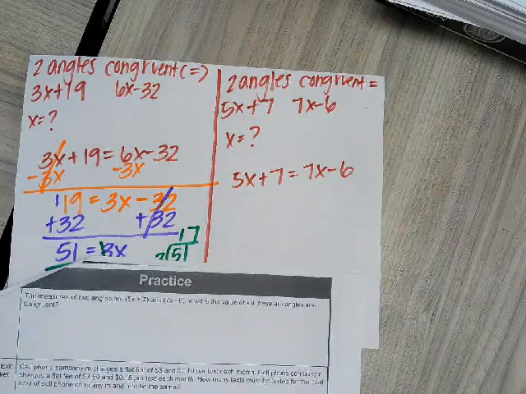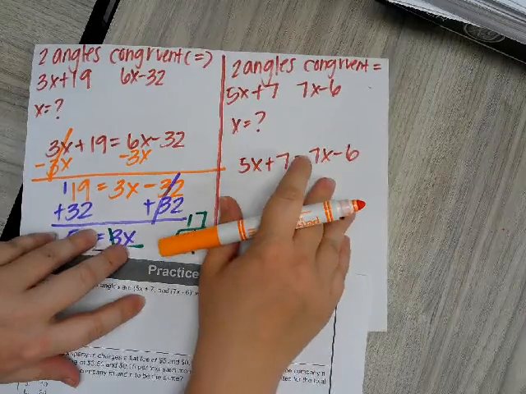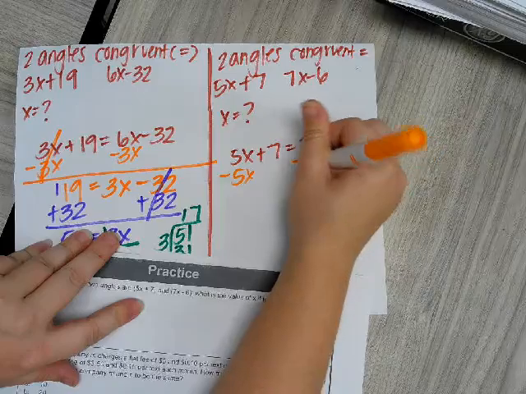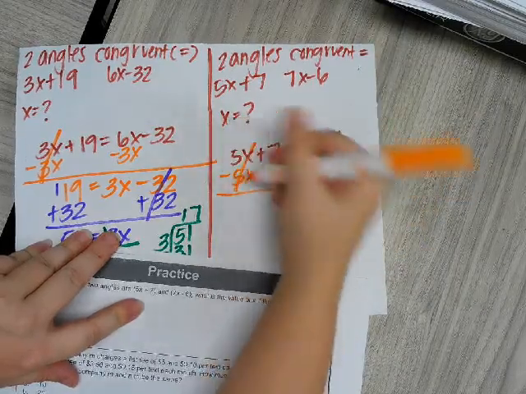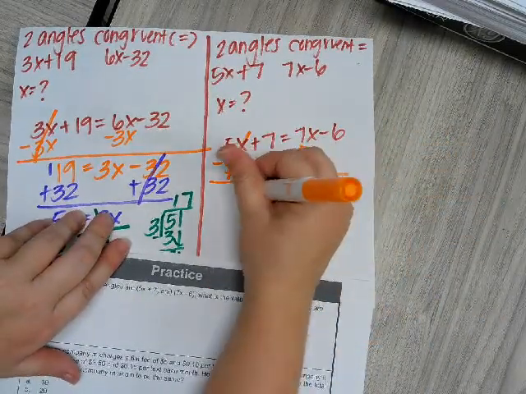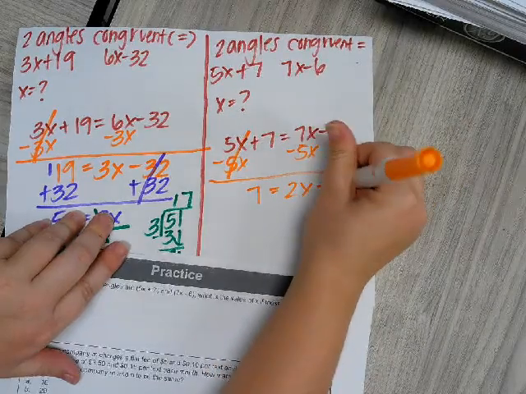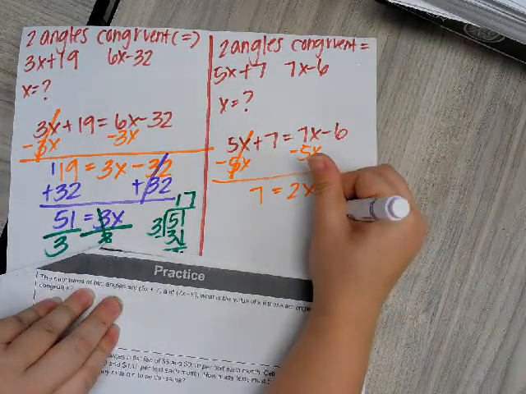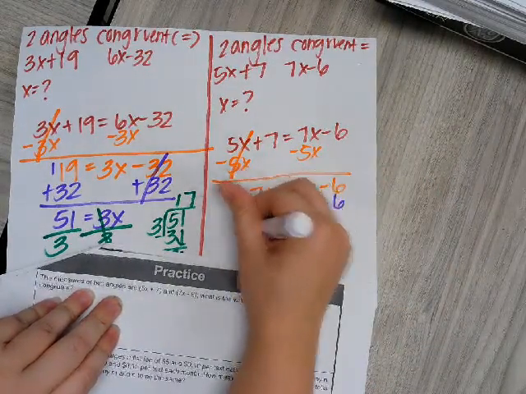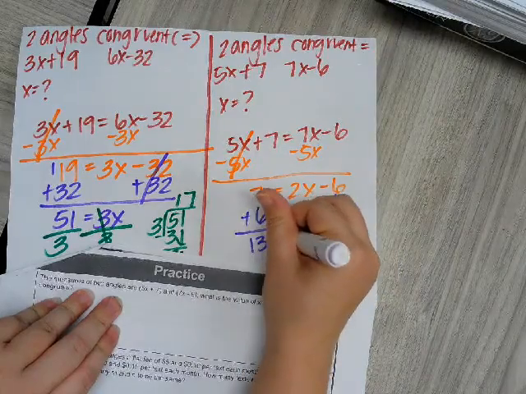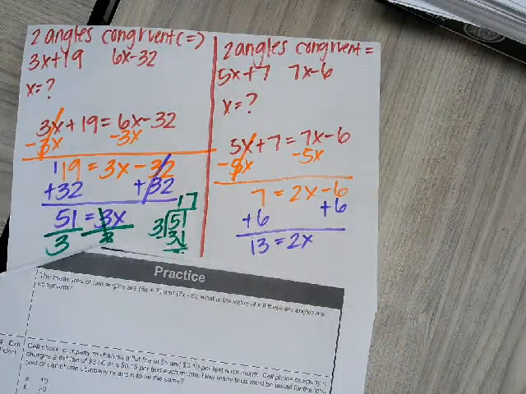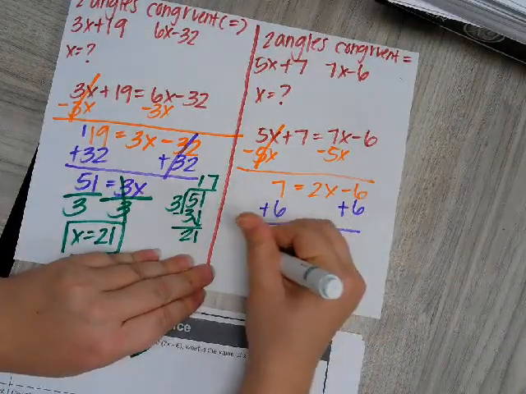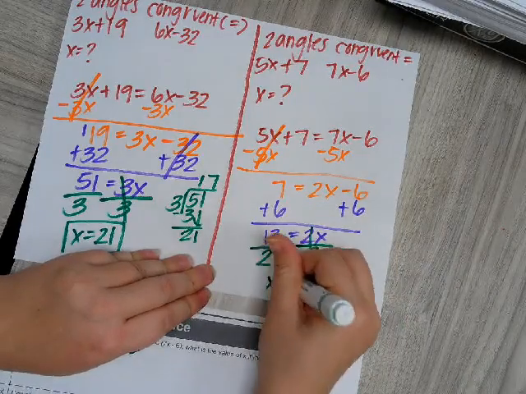Let's see, I like to move my smaller variable first. So minus 5x here, minus 5x here. My 5x's zero out. So we have 7 equals 2x minus 6. Then I like to move my constants. Plus 6, plus 6 equals 13 equals 2x. Isolate my variable. X equals 6.5.